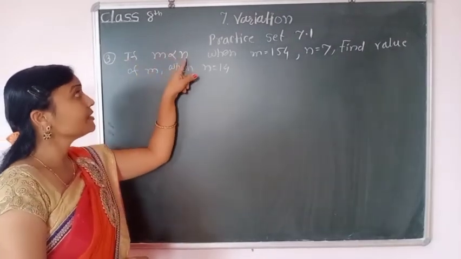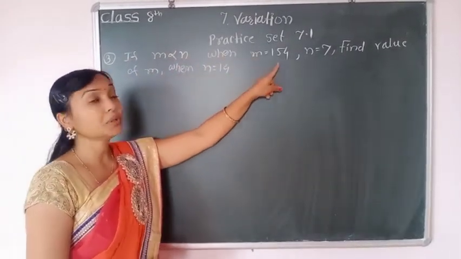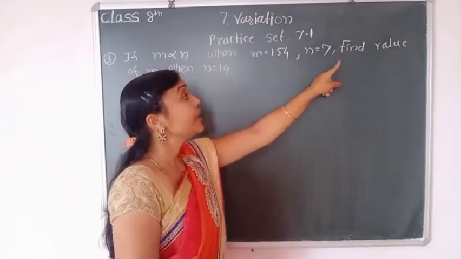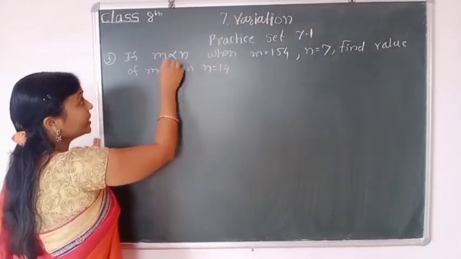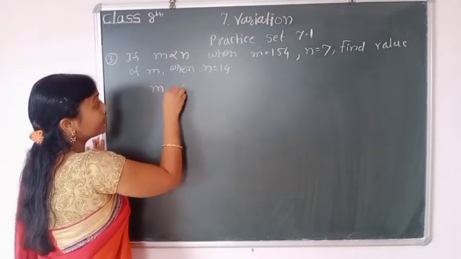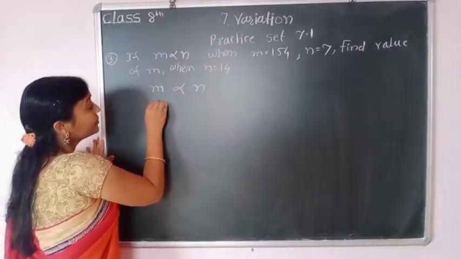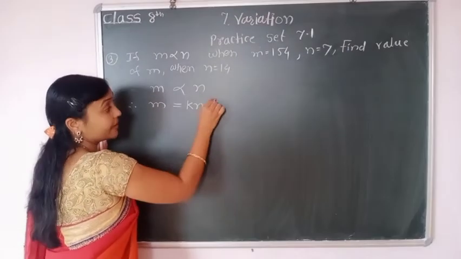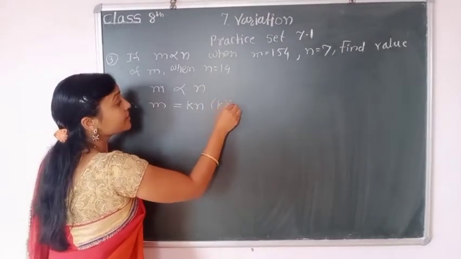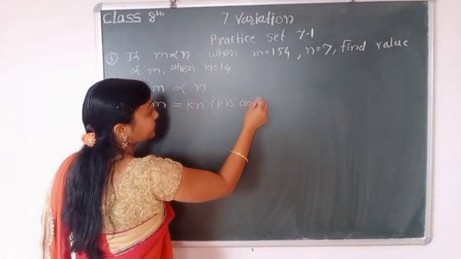Now we see example number 3. If m varies directly as n, when m is equal to 154, n is equal to 7, find the value of m when n is equal to 14. They give us that m is directly proportional to n. So we write down the equation of variation, m is equal to kn. Here k is constant.